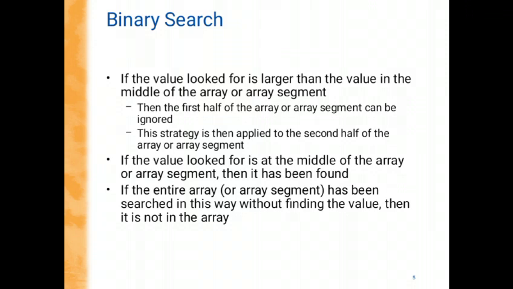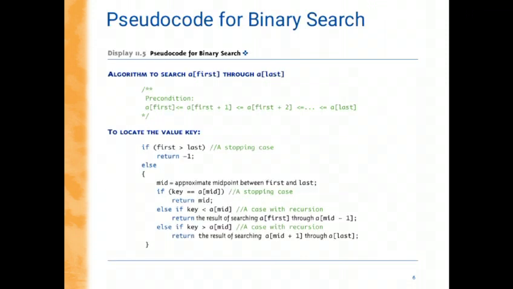If the value looked for is at the middle of the array or array segment, then it has been found. If the entire array has been searched in this way without finding the value, then it is not in the array. This is the pseudocode for binary search.